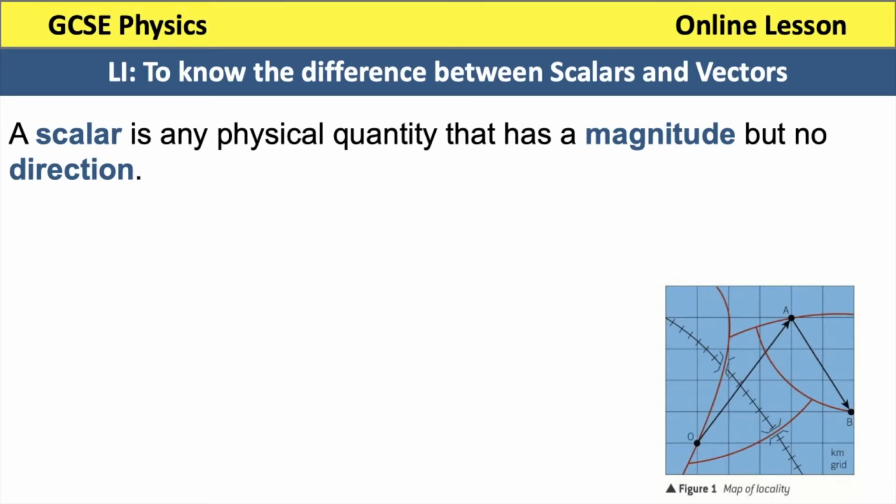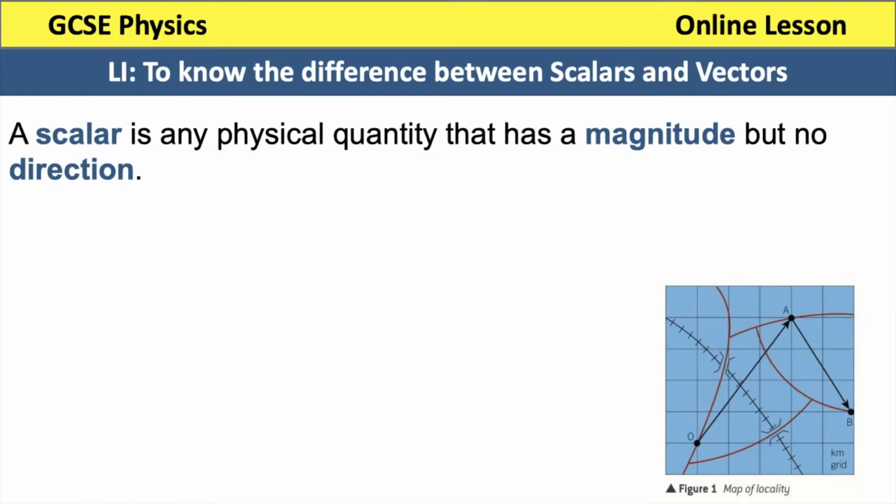A scalar is any physical quantity that has a magnitude but no direction. Now, a magnitude you can think of as being either the size or a number associated with something. So, for example, if I said that I was walking at 5 metres per second, that 5 would be the magnitude that we're talking about because it's the number that goes with it. And of course, the direction you could think of as being which way you are facing, which way you are pointing. Now, a scalar doesn't have a direction. A scalar only has a magnitude.